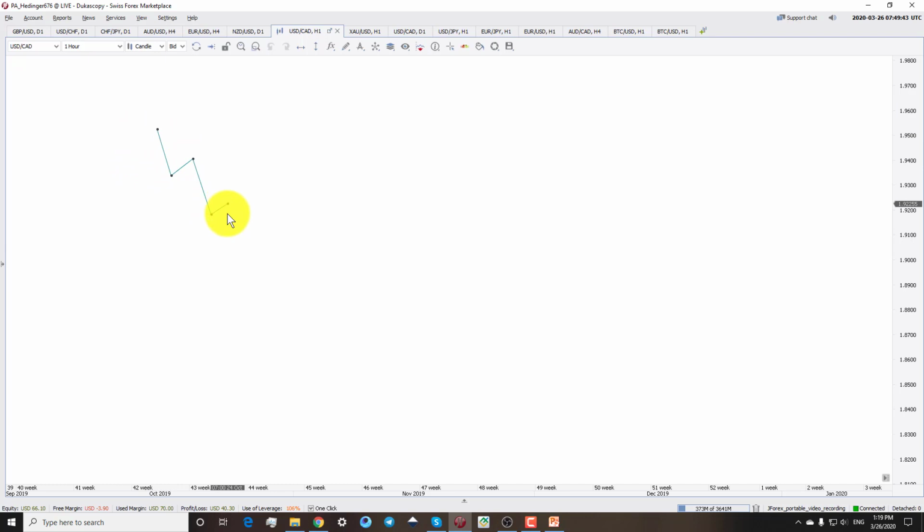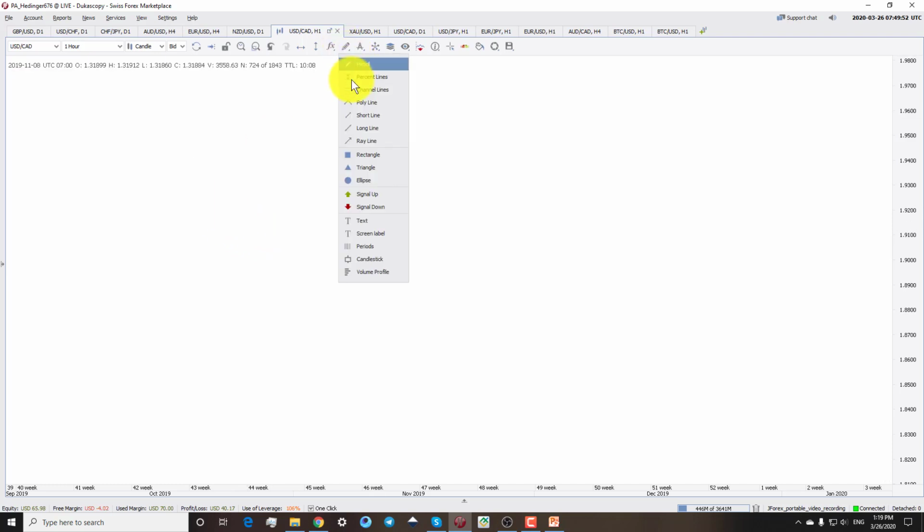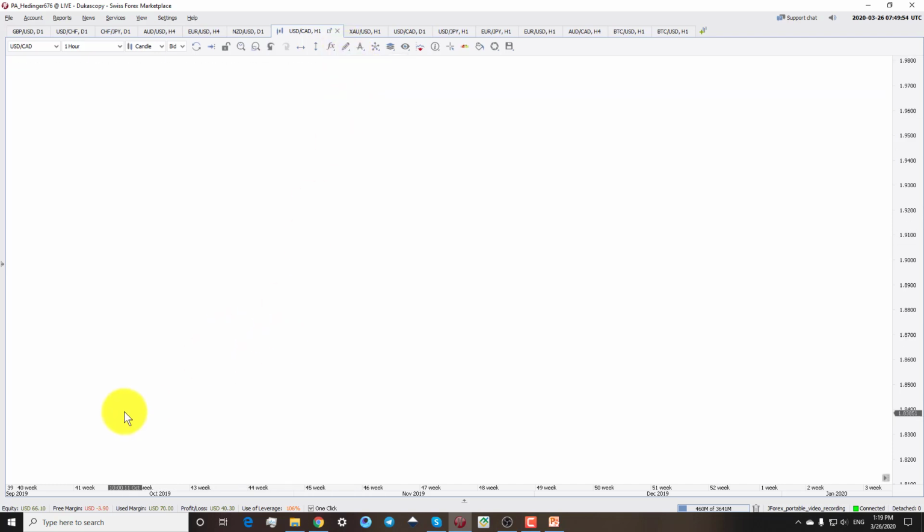So this type of trend occurs in an uptrend, so we have to create an uptrend. Okay, now we have an uptrend here because there are higher highs and higher lows forming. So when higher highs and higher lows form, they are called an uptrend.